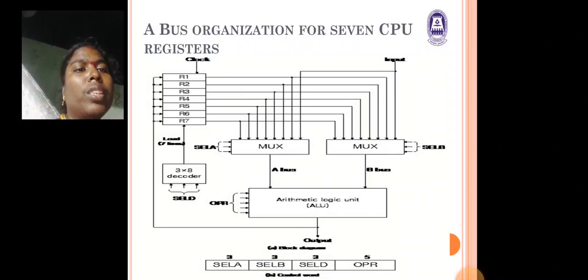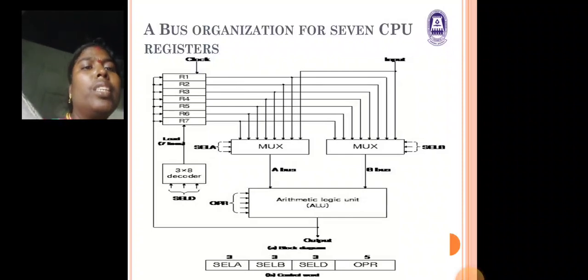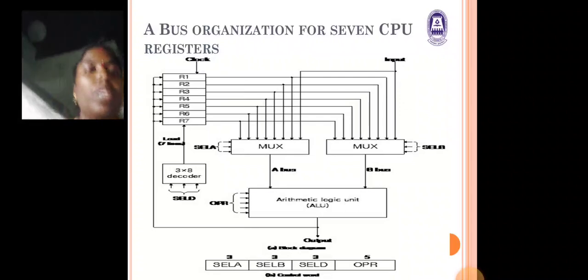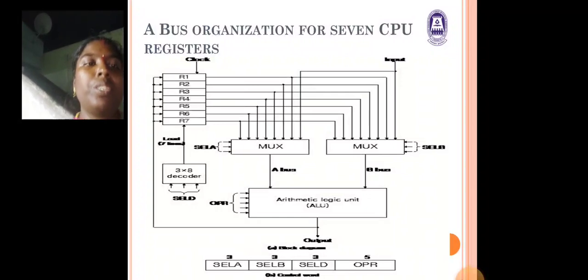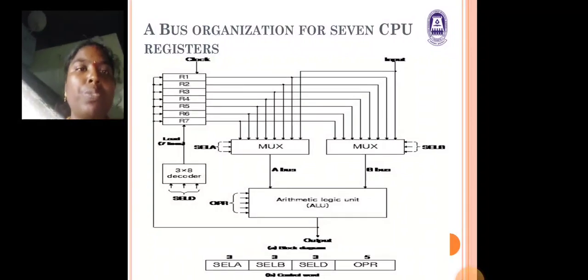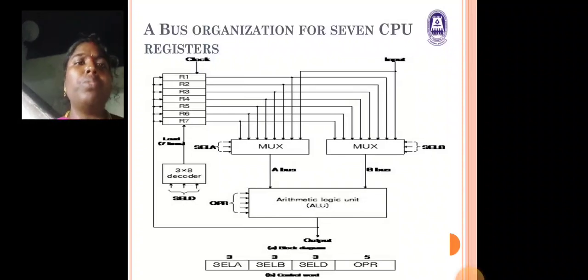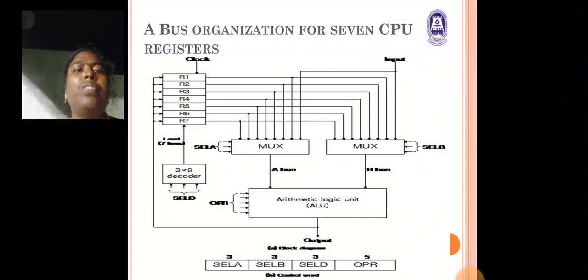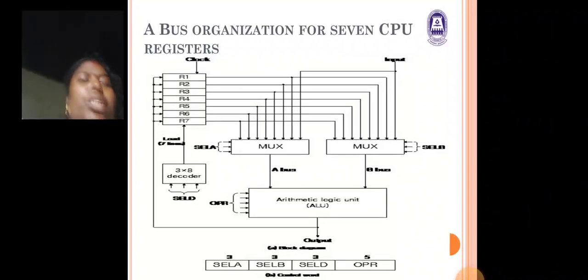So the control word is a 14-bit word. 3 bits for selection A, 3 bits for selection B, and 3 bits for the destination. The first 3 plus 3 bits store the source, and the next 3 bits select the destination. And the last 5 bits specify which operation we have to perform with these input data, and the result will be stored in the destination. So in total it has 14 bits.